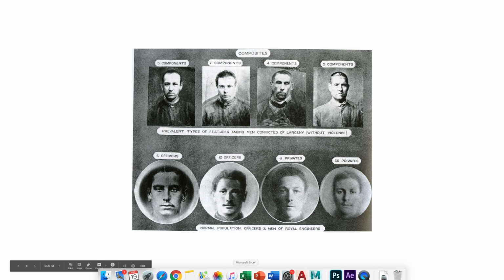So here are some examples of composite images that he was doing of men convicted of larceny. And then here were photographs of people who were police officers or privates or people who were in the military. And so thinking upstanding citizens and not upstanding citizens. And could we start to think about the visual characteristics that make someone a criminal or a good upstanding citizen? So the composite image also has a pretty rough history.